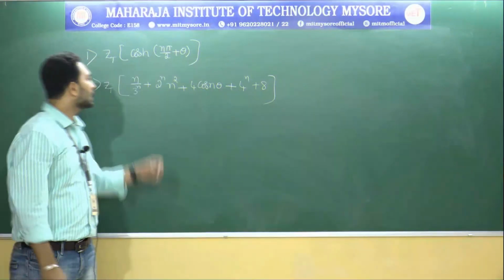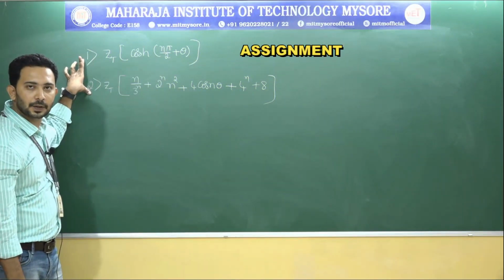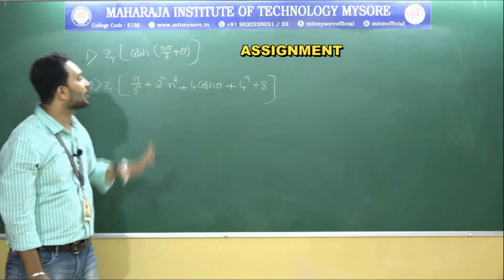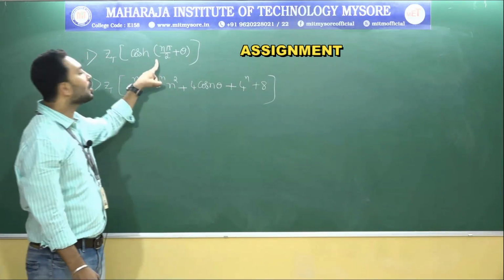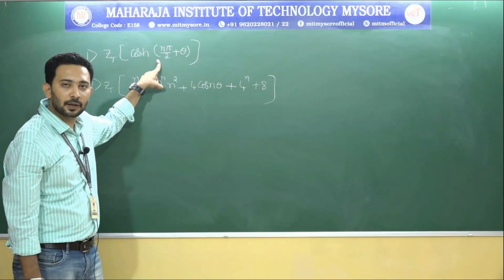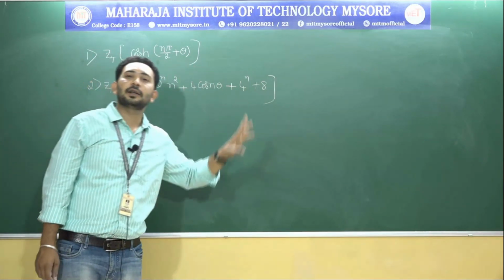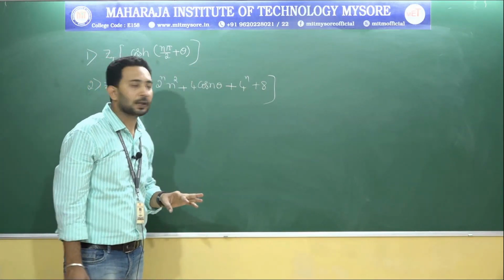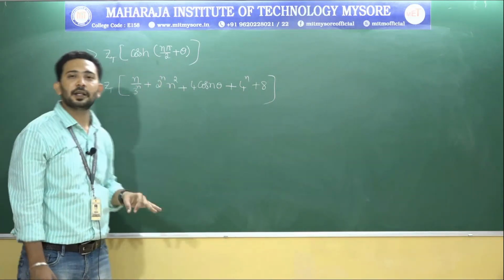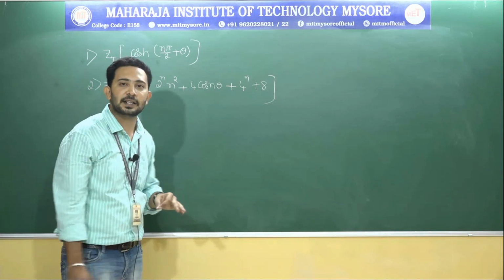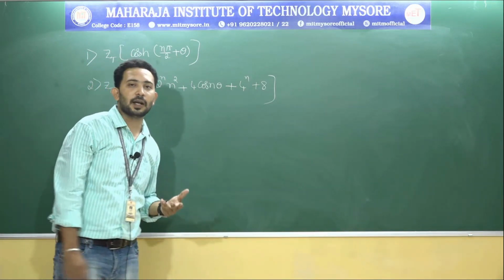Okay, try to solve these two problems. The first is the z transformation of cos hyperbolic theta. To solve this, use the cos hyperbolic theta formula, that is e power theta plus e power minus theta divided by 2. Take e power theta common, then try to solve for e power i n theta by using the z transformation of a power n formula.